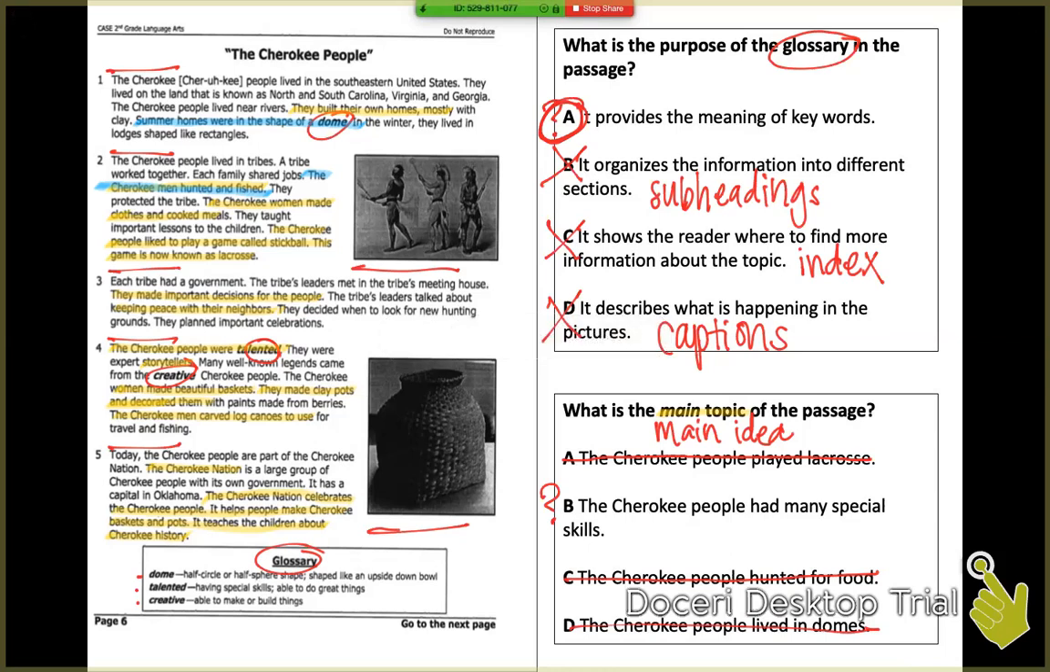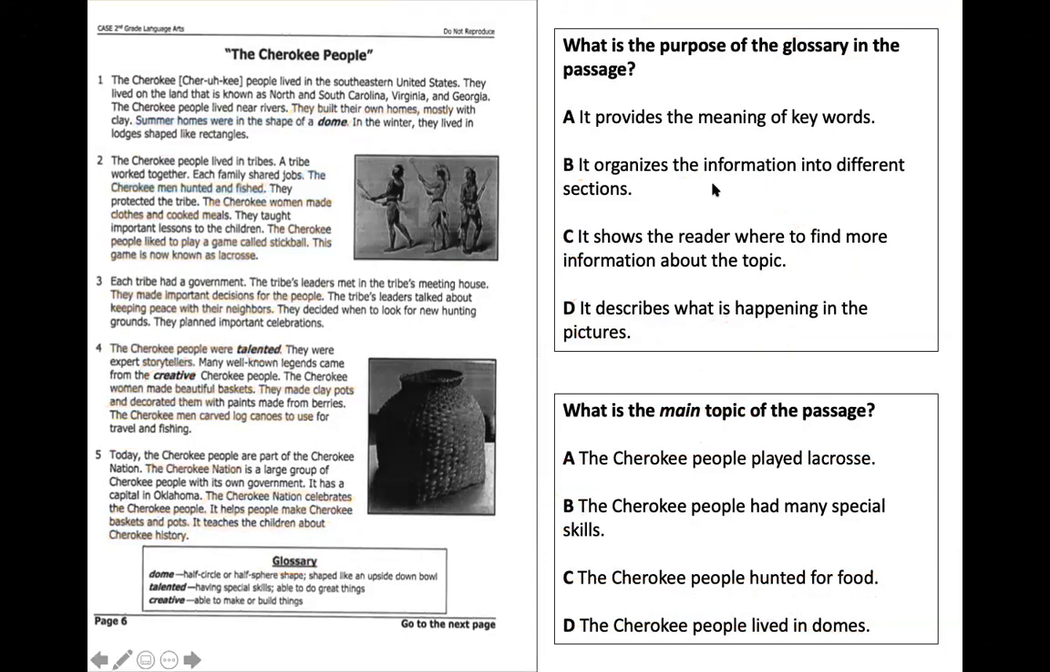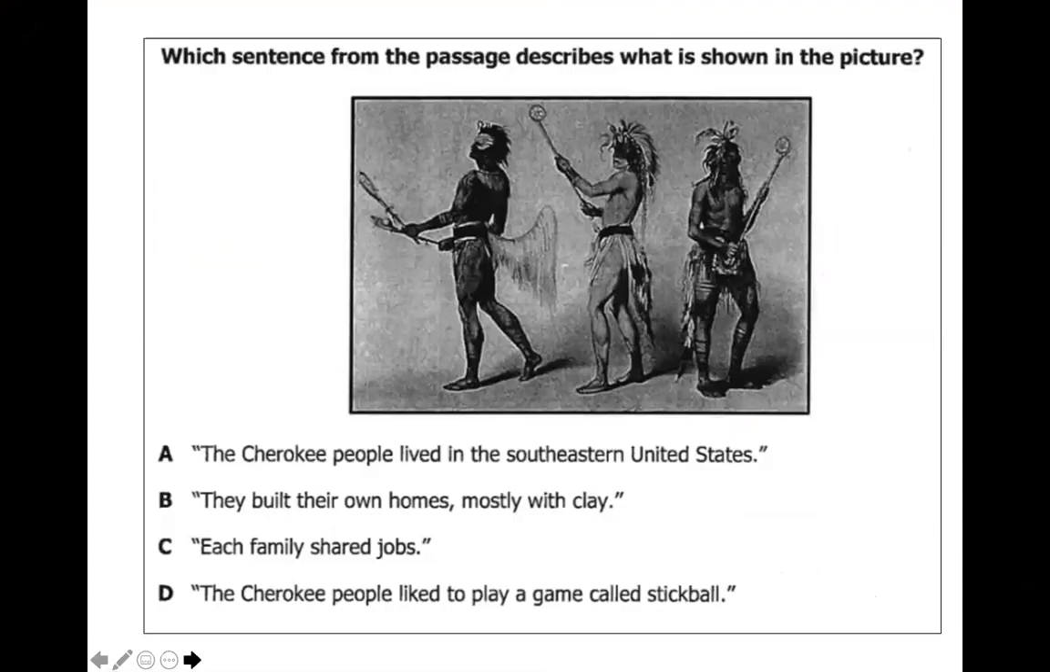So my best choice for our main idea or the main topic is B. The Cherokee people had many special skills. All right, let's keep on keeping on. You guys are doing a great job. We've got this question and one more, and then you'll be on your own for some practice.